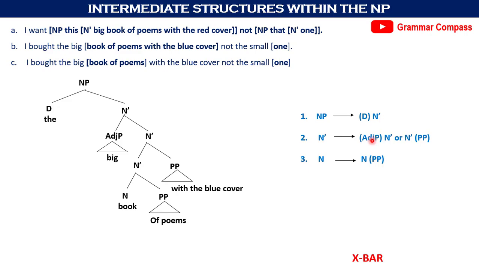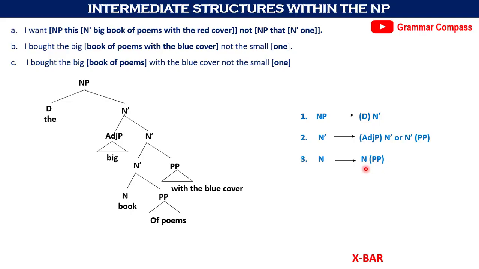Now, the adjective phrase "big" was a modifier and we paired it with the N bar. The prepositional phrase "with the blue cover" was also a qualifier and we paired it with the N bar. But why didn't we pair the prepositional phrase "of poems" with an N bar? We have explained that the N is the noun head and therefore it cannot be replaced with "one." That gives us one reason why we don't have an N bar.